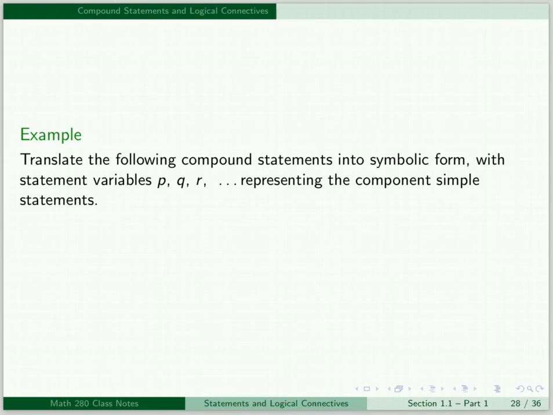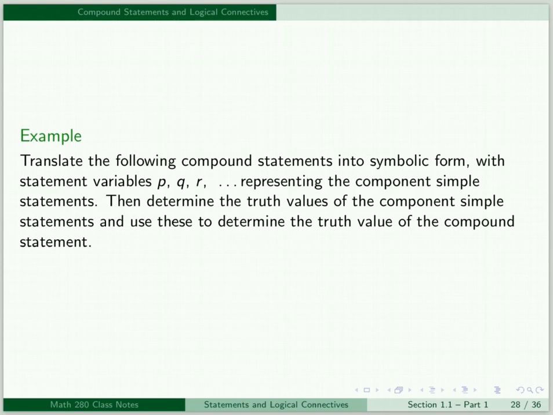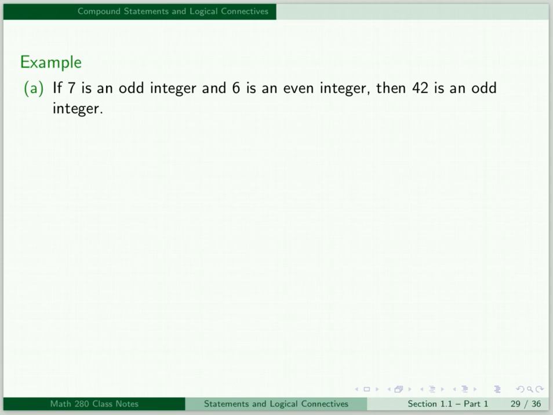In this example, we want to translate the given compound statements into symbolic form with statement variables p, q, r, etc., representing the component simple statements. Then determine the truth values of the component simple statements and use these to determine the truth value of the compound statement. For our first statement, we have if 7 is an odd integer and 6 is an even integer, then 42 is an odd integer.